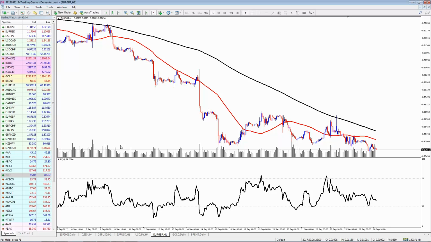Once we have an understanding of the strongest and the weakest, we can pair those two. We want the extremely strong currency and we want the extremely weak currency. Pair those two up, and that's where we would expect the biggest move.